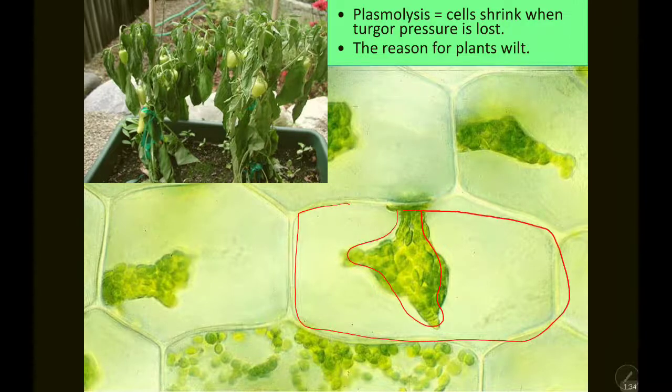Okay, why is it so? Because the water leaves the plant cell by osmosis when it is immersed in a hypertonic solution. So the cell shrinks when turgor pressure is lost. So now no more turgor pressure, no more pressure pressed against the cell wall here. So this is the reason for the plant's wilt.